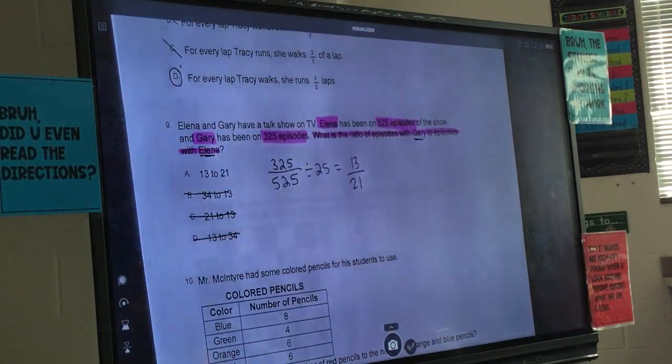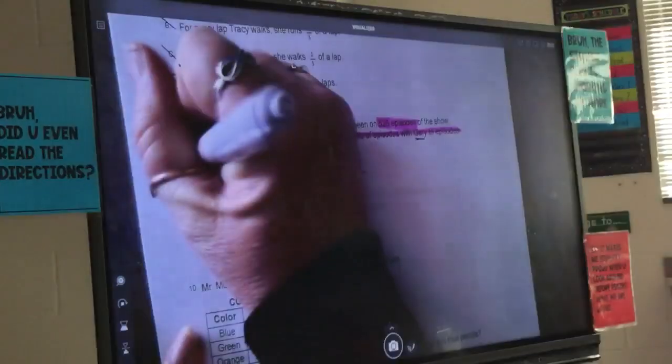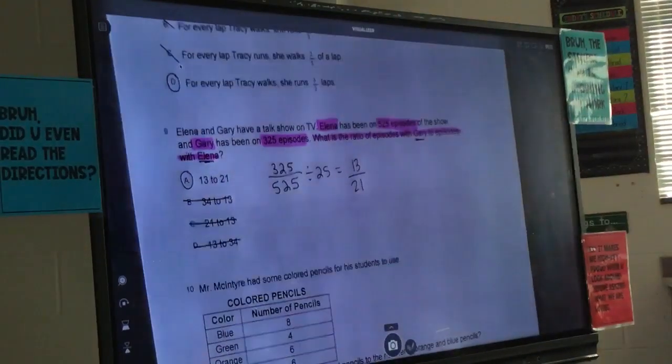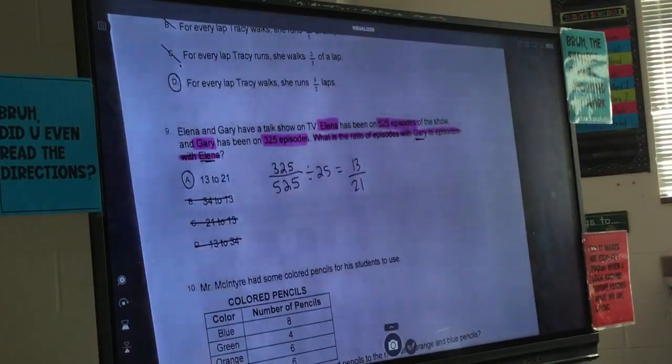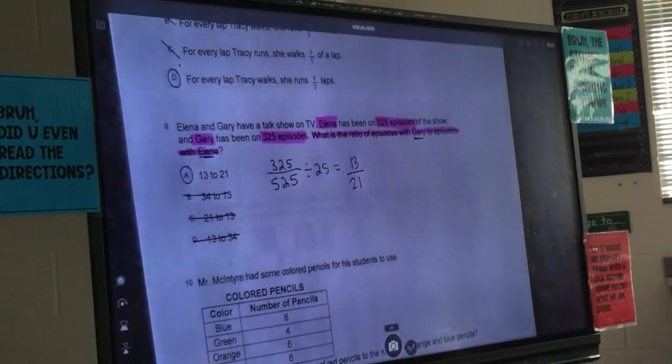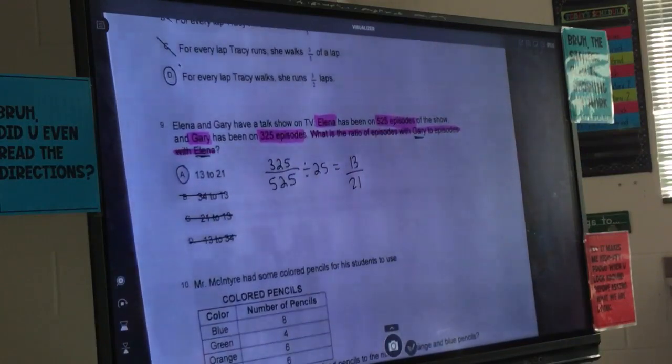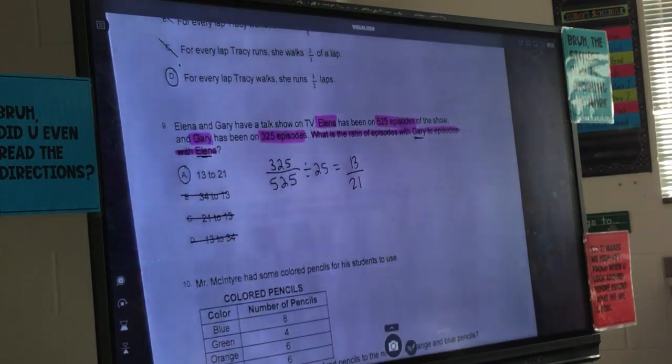Okay? This is simply a simplifying ratio question. Please make sure, if you have not done these last two questions, that you are completing these as we're going through them. How many of you guys did this problem? If you didn't do it, you should be doing it right now. That is part of going over this. Thumbs up when you're ready to move on, please.